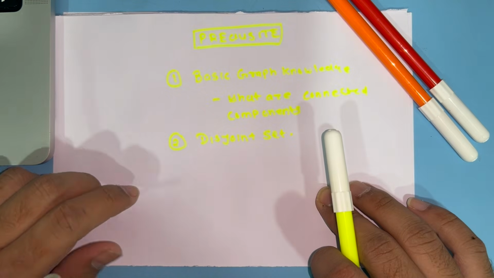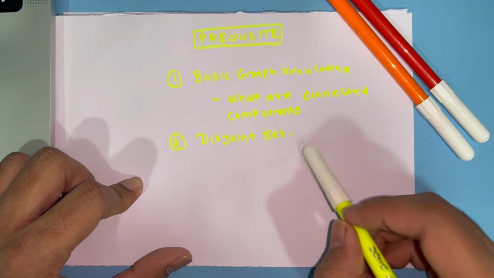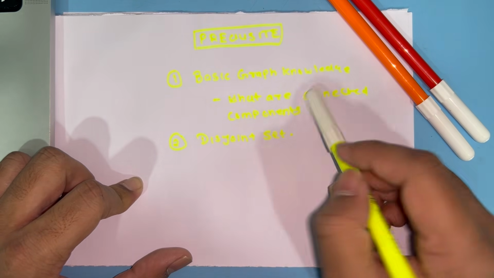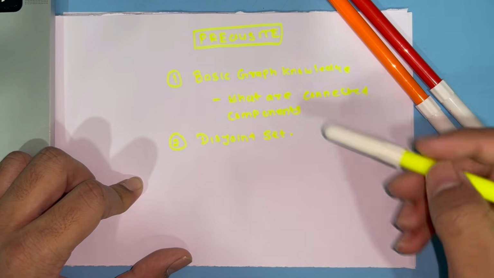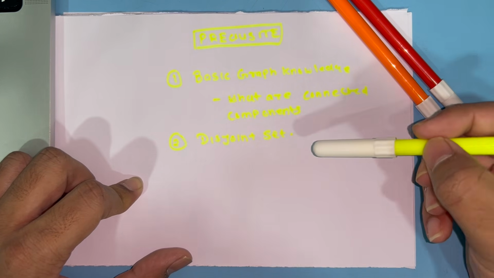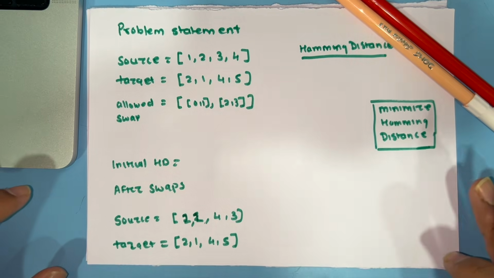Okay, so before moving forward in this video, there are some prerequisites for this question. You must know some basic graph knowledge, what are connected components, and the knowledge about disjoint set. I have added a few links in the description. You can go through those links to get the knowledge regarding this. So let's go through this problem statement.